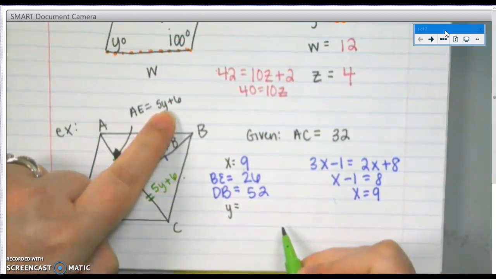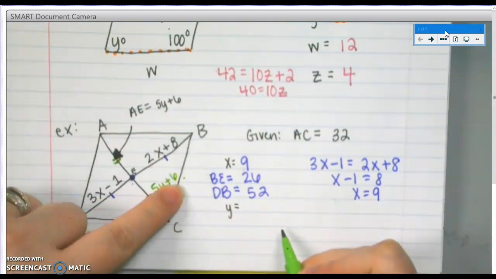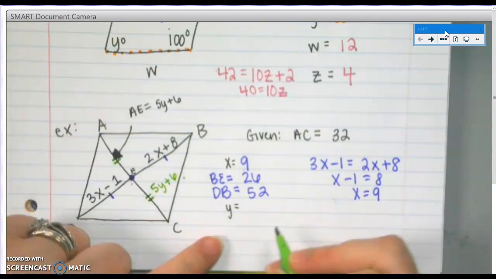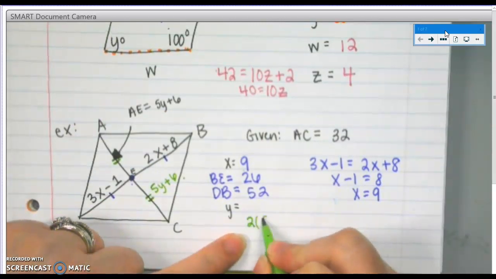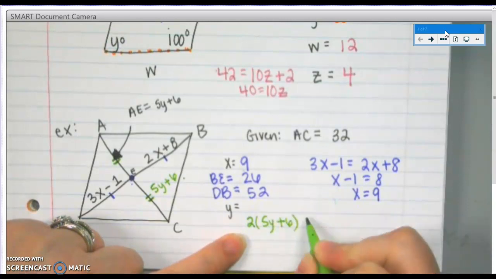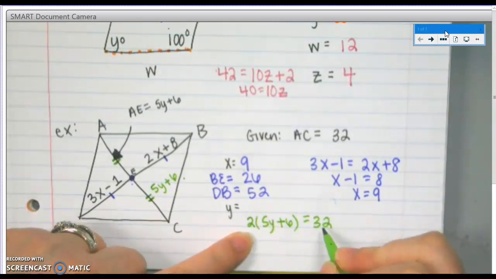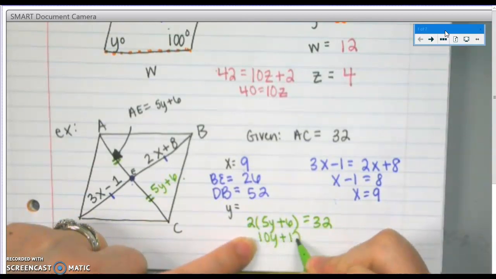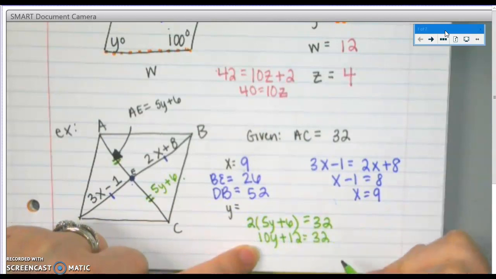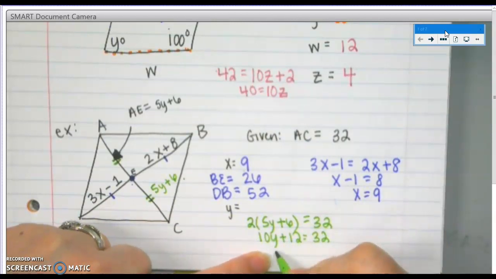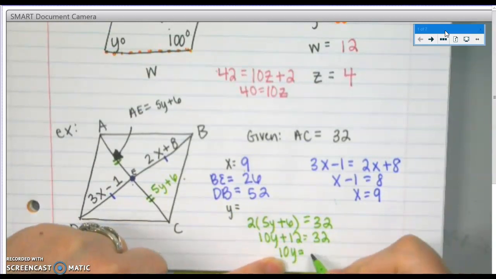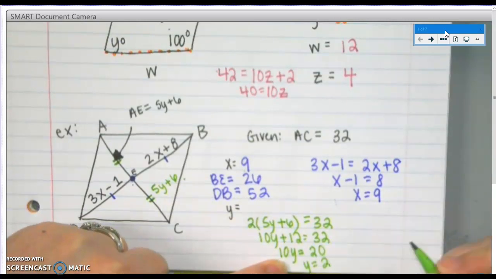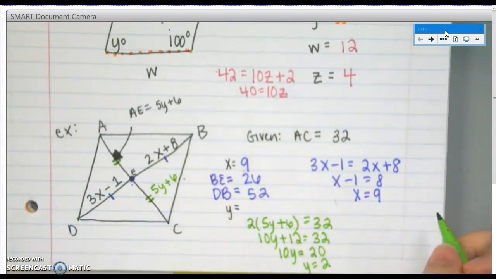You can either do it as 5y plus 6 plus the other side, or because it's the same, you could do 2 times 5y plus 6. When I put those together, they equal the whole thing. So that's 10y plus 12. So solve for y. Subtract 12. Divide by 10. We get y is equal to 2.